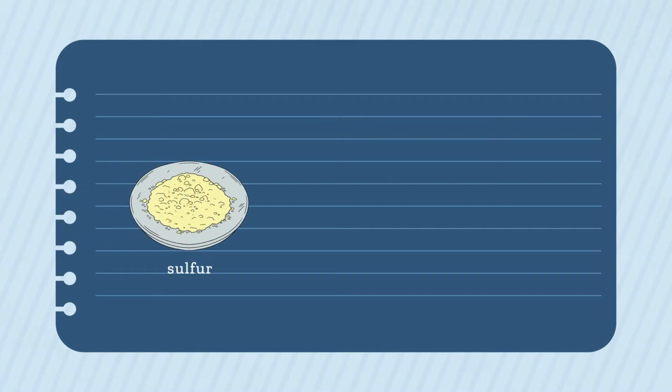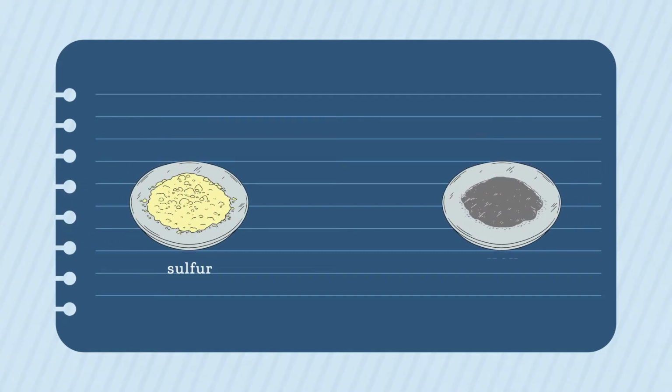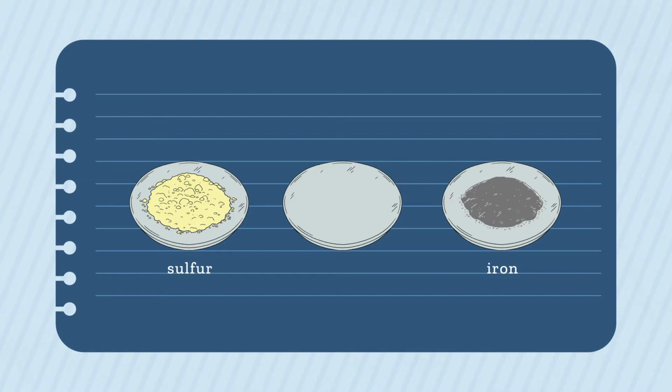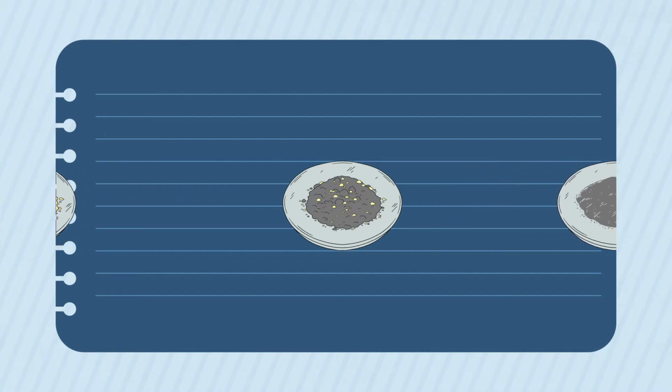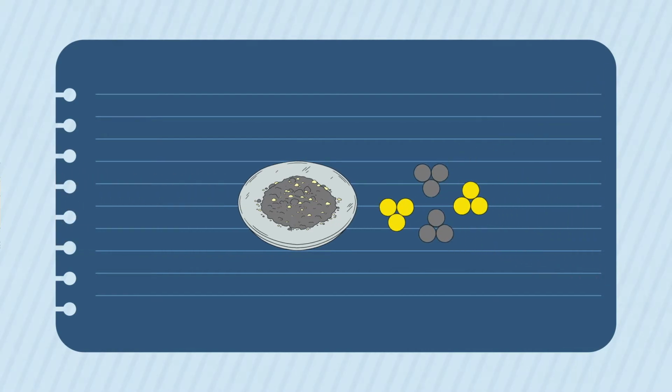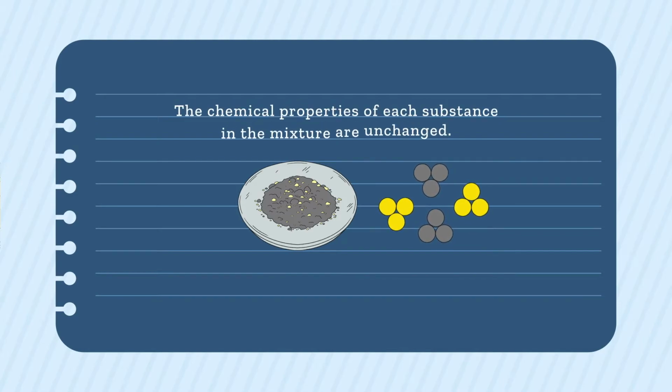For example, we could take a sample of sulphur, which is a yellow powder, and a sample of iron filings, which are dark grey metal shavings, and mix them together. Simply mixing these two elements together does not make a new substance, as the atoms of each element are not chemically bonded to each other. No chemical reaction has taken place. The chemical properties of each substance in the mixture are unchanged.